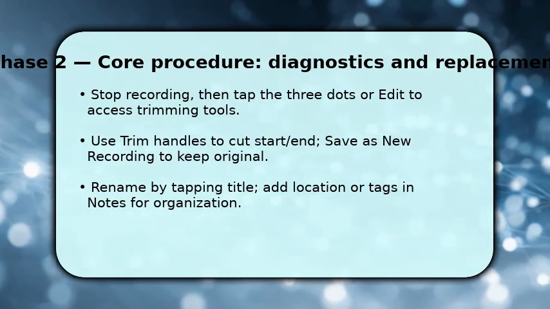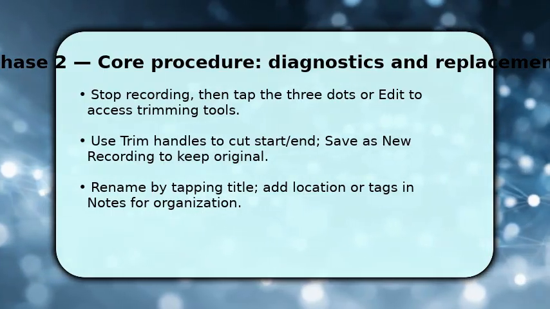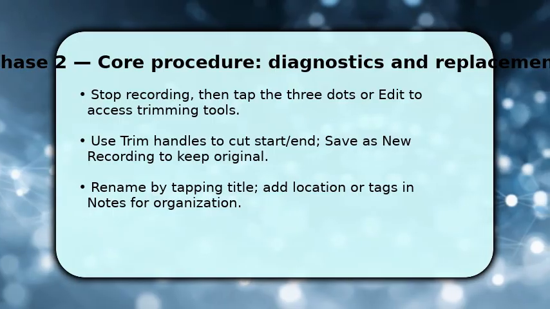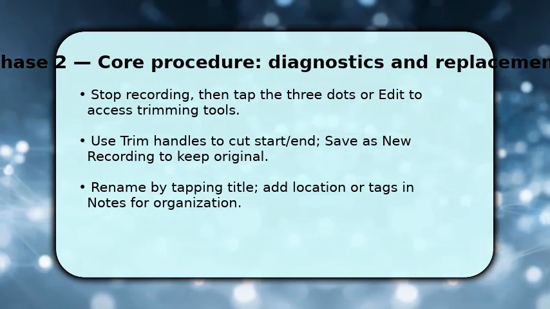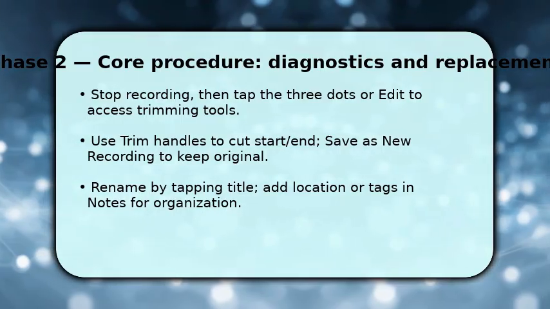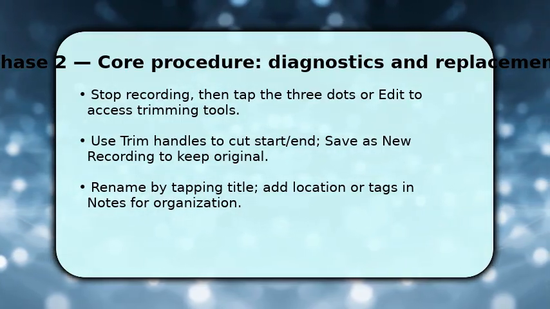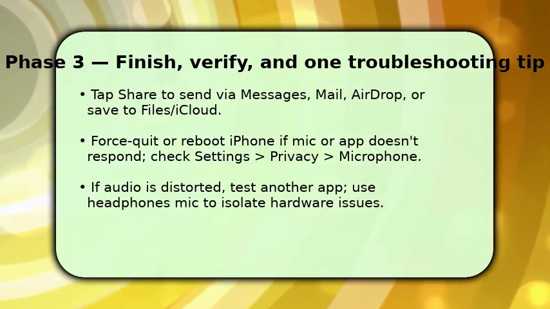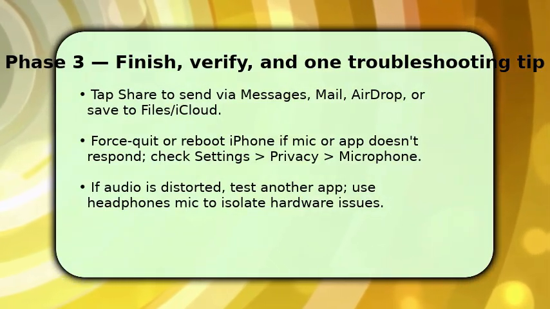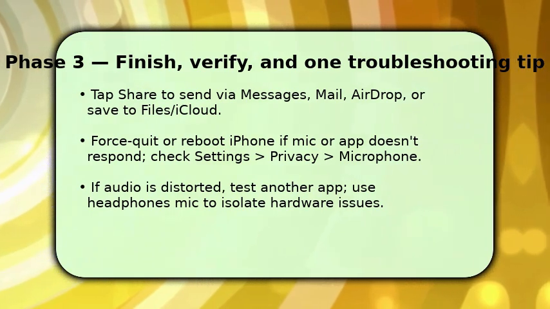After trimming, tap the default title to rename with a clear label like Meeting 10-22 or Idea 1. Make sure to add any location or short note so you can find it later. To finish, tap Share and pick Messages, Mail, AirDrop, or Save to Files. Use iCloud for backups across devices. Make sure the file name is descriptive before sharing.